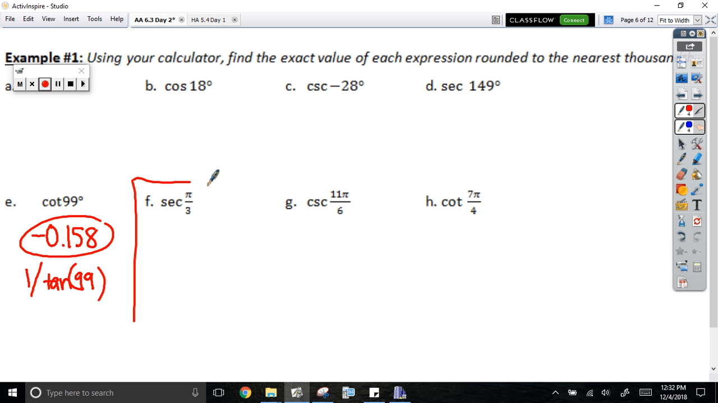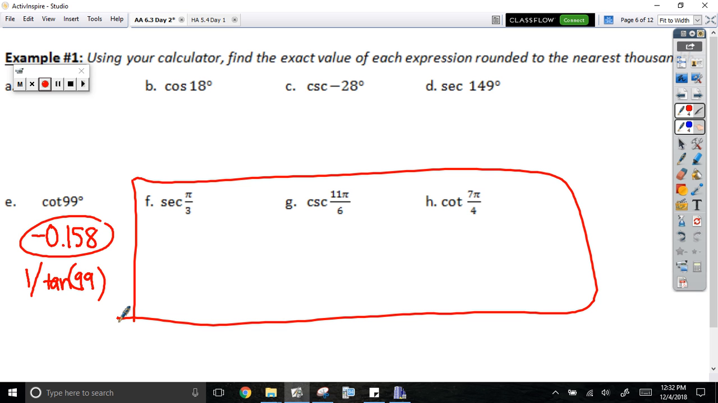All right, now put a big box around the next 3. We need to change our calculator mode to radians. Now on your homework, some of you will like to just go through and do every problem that's degrees. Skip over the radians. Then go back, change the radians, and then do all the radians. That way you don't have to change back and forth and back and forth.